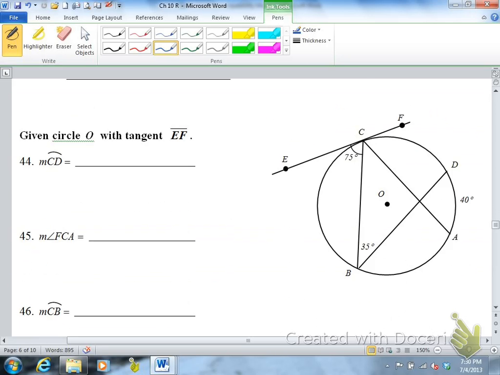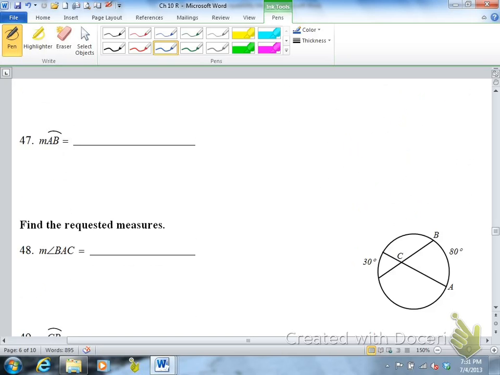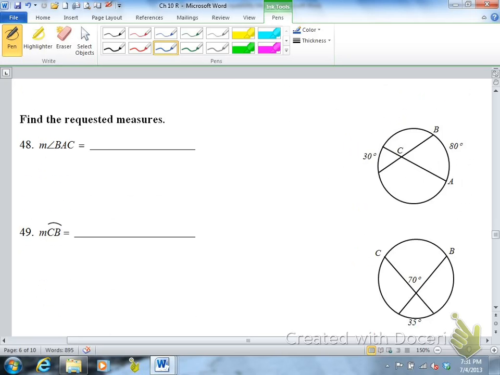Moving right along. There are a lot of circles in this chapter. CD. Where's CD? CD's right there. Notice that you have an inscribed angle. The inscribed angle is half of the arc. So you would double 35 and get 70 for the measure of CD. This is really similar to one above, so I hope it's okay if I skip this and move on to another one, something we haven't seen yet.